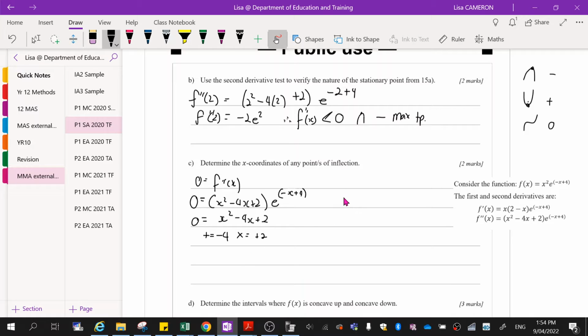Okay, let's try the other side and see if that's going to be faster. So e to the power of minus x plus 4. I take e to the other side. That one's going to give me ln 0, which is a math error. So that one's not going to work. So we're looking for our two solutions here. So let's chuck them into the quadratic formula.